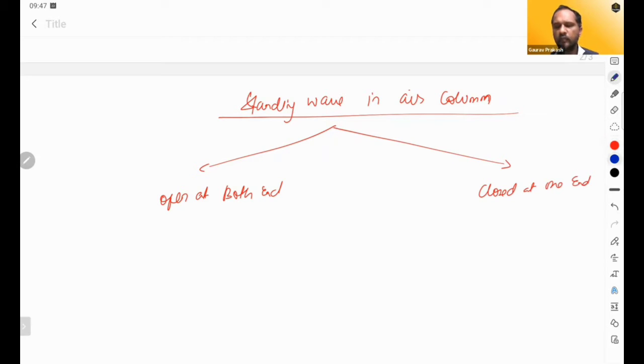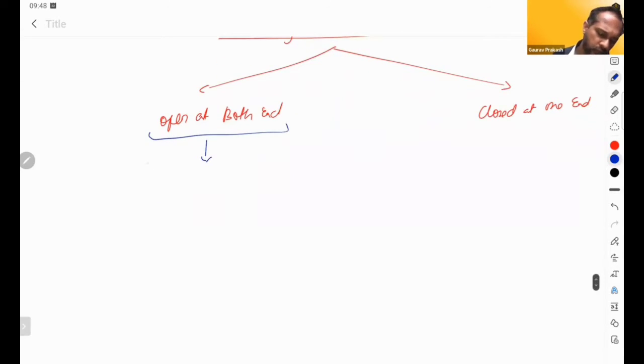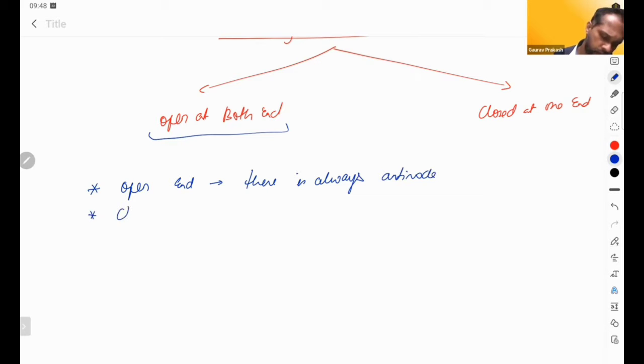See, when we have a cylinder open at both ends, so what happens is that in gases or in air columns, at the open end there is always an antinode, and at the closed end there is always a node. See, this has everything to do with vibration.